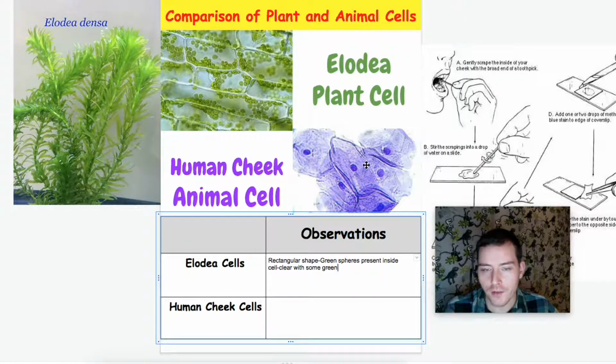And then we have human cheek cells. What observations do you see? Probably first thing is that it's blue-purple, and that's not how our cheek cells look. That is blue-purple because we've dyed the human cheek cells with methylene blue, which gives it that blue-purple color. Now we can say dots present, and if you remember from middle school, you probably already know that those dots present are the nucleus.